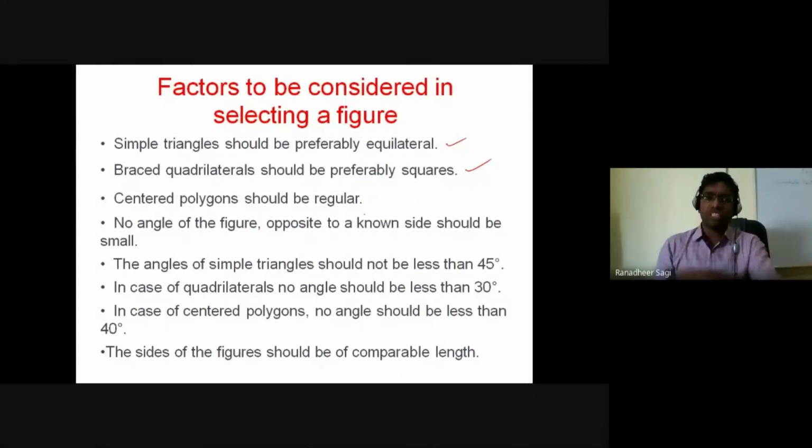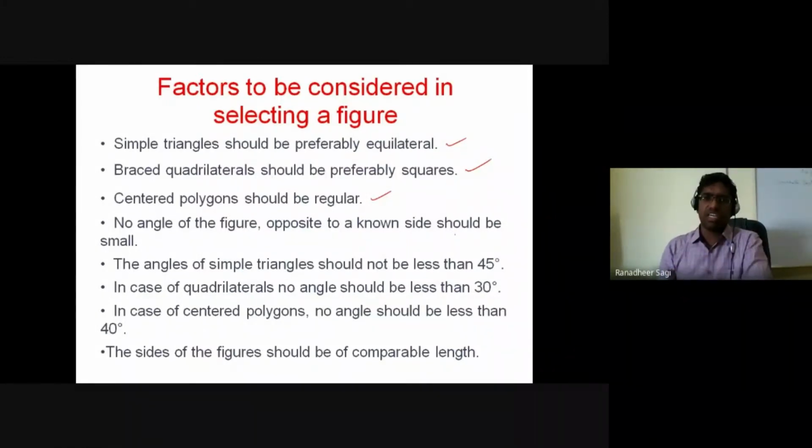And if you are going for centered polygons, prefer it to be a regular polygon, in the sense a proper pentagon shape, or hexagon shape, octagon shape, or a heptagon shape, some regular shape with sides of common dimension. So it would make your life relatively easy, and the computations are going to be easy and fast.